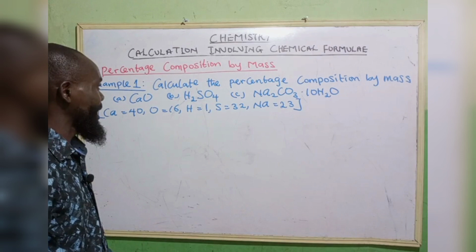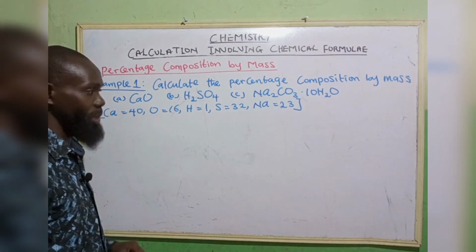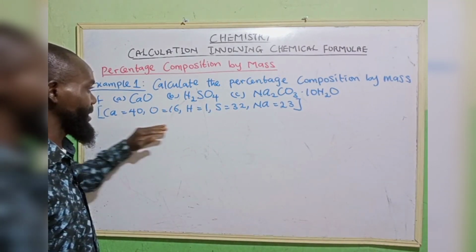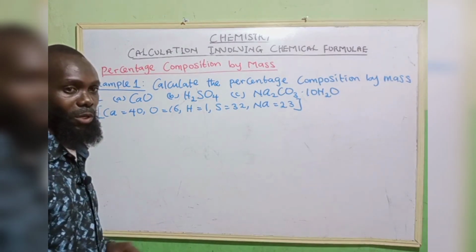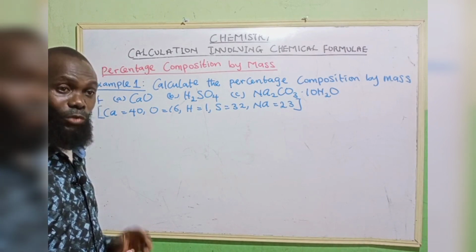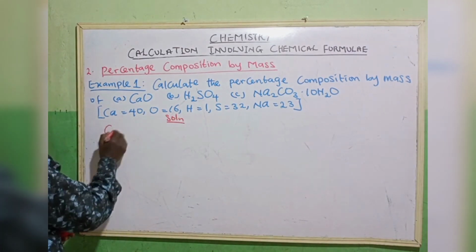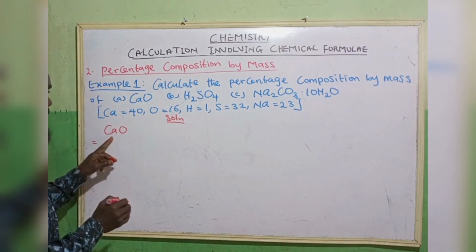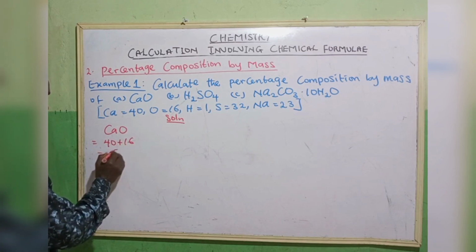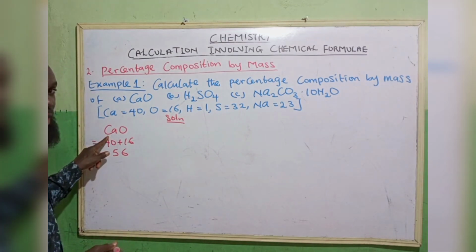Example 1. Calculate the percentage composition by mass of calcium oxide and the other ones. Given the relative atomic masses of each element in the compounds, the first step is to calculate the relative molecular mass of the compound. Calcium oxide: atomic mass of calcium is 40 plus oxygen 16. This gives 56.